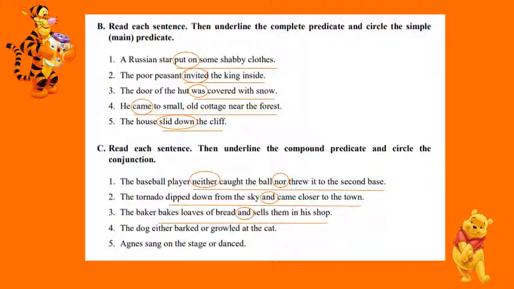Number 4, the dog either barked or growled at the cat. So either barked or growled at the cat is the compound predicate, and here we use the correlative conjunction either or to join the predicates. So we have to circle either and or at the same time. Number 5, the last one, Agnes sang on the stage or danced. Sang on the stage or danced is the compound predicate, and we used here the coordinating conjunction or to join the predicates, so we have to circle or.